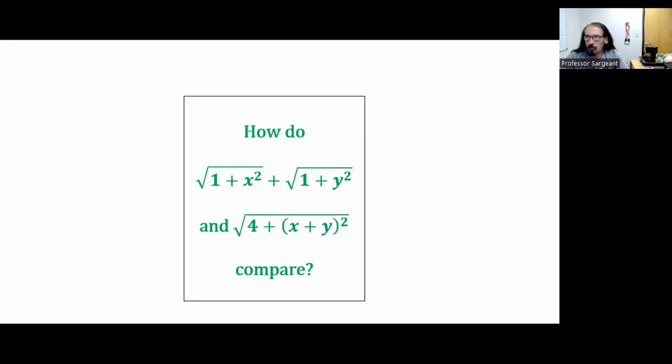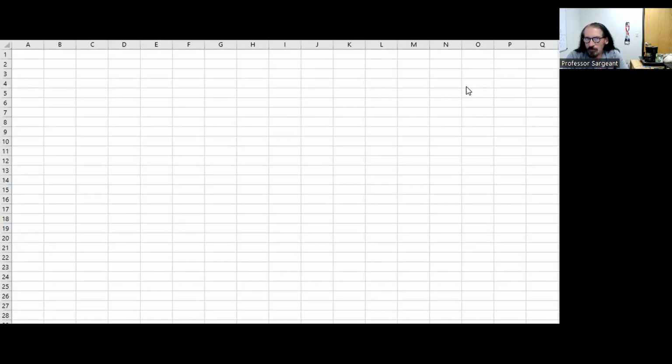First, we need to investigate a misconception. Since we are looking at something written symbolically, there's a common mistake that comes up. We're going to address that and, in a similar fashion, come up with the conjecture about how the sizes of these compare. The misconception is that we could take the square root of the sum.